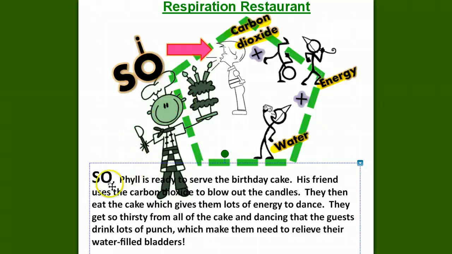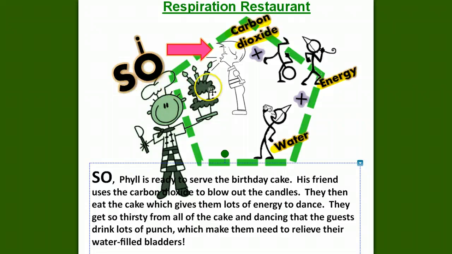So, one more time. Phil is ready to serve his birthday cake. His friend breathes in oxygen, so sugar and oxygen went in. Here's the sugar. He breathes in the oxygen, and then he releases carbon dioxide, because humans release carbon dioxide. So, carbon dioxide goes out of the leaf. Energy is used inside the leaf for the plant to grow, and water is released out of the leaf. So, everything on this side goes into the leaf. Everything over here comes out of the leaf.